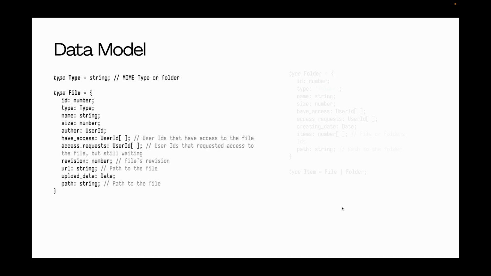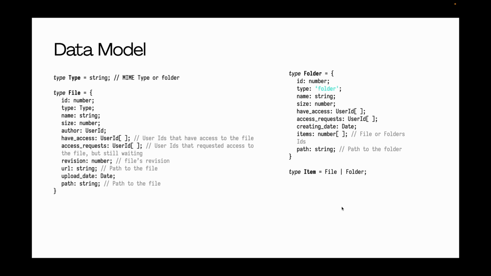Now let's try to construct a data model for our application. We have two main entities, file and folder. Let's look at some interesting fields here. For example, file has two fields, have access and access requests. Have access is a list of user IDs that already have access to the file. Access requests is a list of user IDs that requested access to the file but are still waiting.